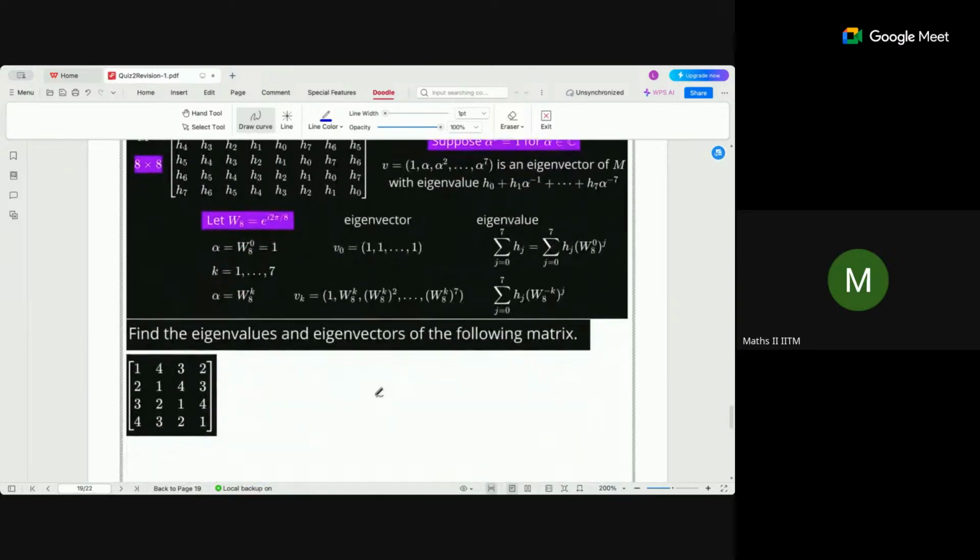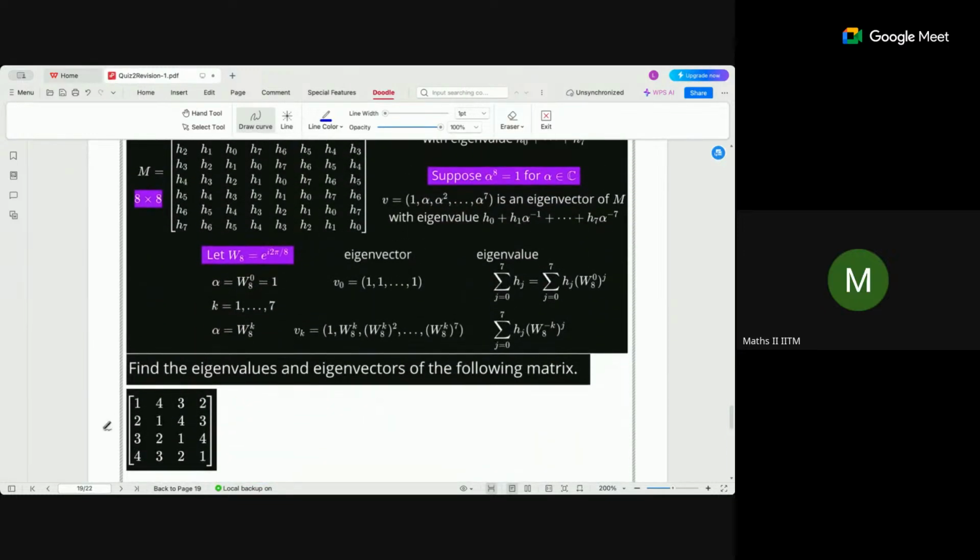How many of you checked the solution for this which I gave you along with the previous session's PDF? Did anyone check the solution I gave you? Good, at least one. Okay, so please check that. I have given all the steps to find the eigenvalues and eigenvectors for circulant matrices.